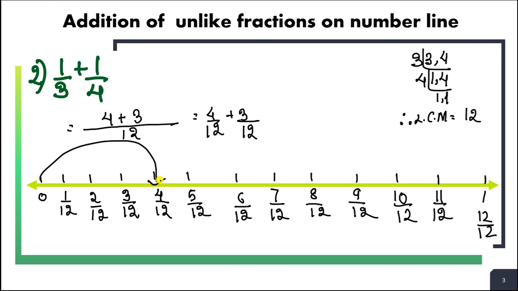Means now we are going to take 3 steps right from 4 by 12. That is, 4 by 12, 3 steps gives us this 7 by 12. Okay, 4 by 12 plus 3 steps further gives us 7 by 12. Right. So 4 plus 3 by 12, or 4 by 12 plus 3 by 12, gives us 7 by 12. This is the answer. Hence 1 by 3 plus 1 by 4 is equal to 7 by 12.